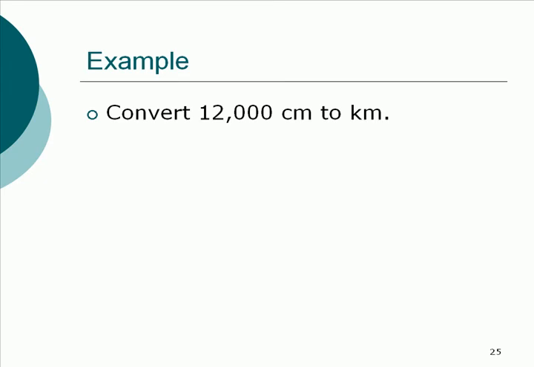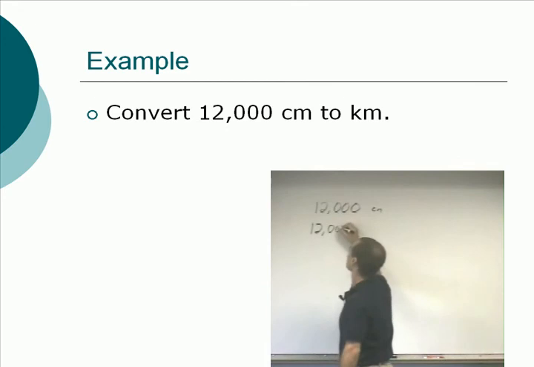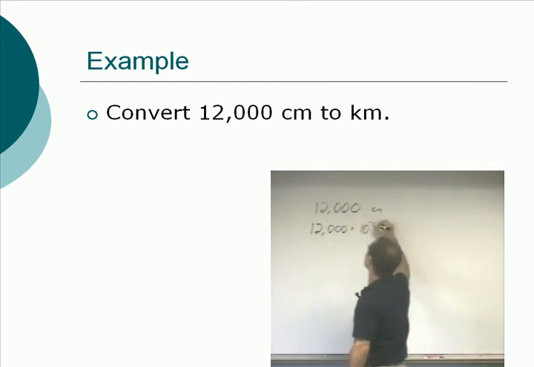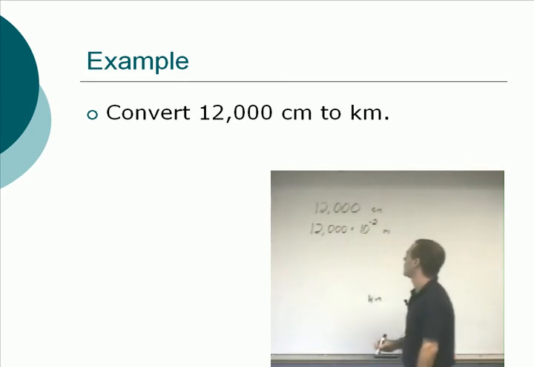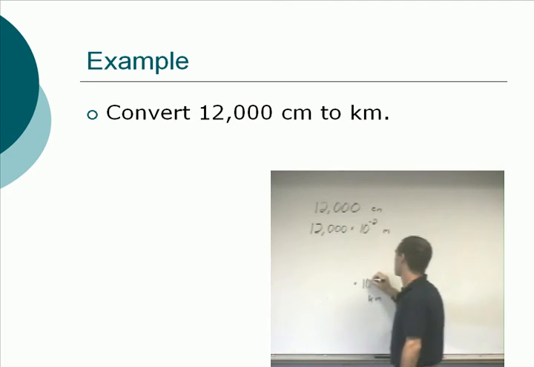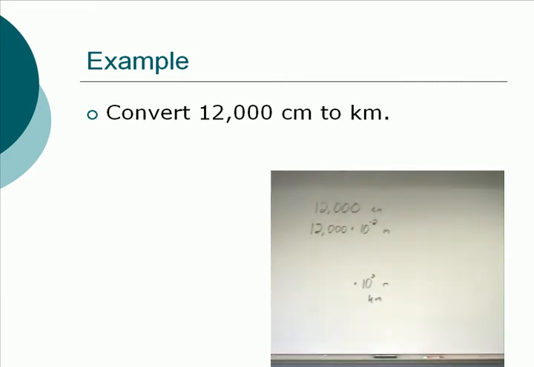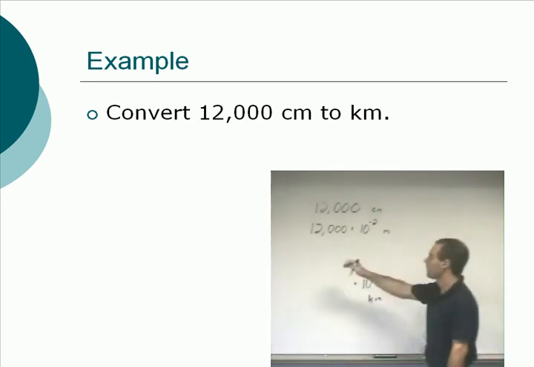Let's convert 12,000 centimeters to kilometers. Starting out with centi, that means what we have is 12,000 times 10 to the negative 2, that's centi. What we want is kilo, so we want to end up at 10 to the 3rd. So our power of 10 is getting 5 places larger, which means our coefficient has to go 5 places smaller.